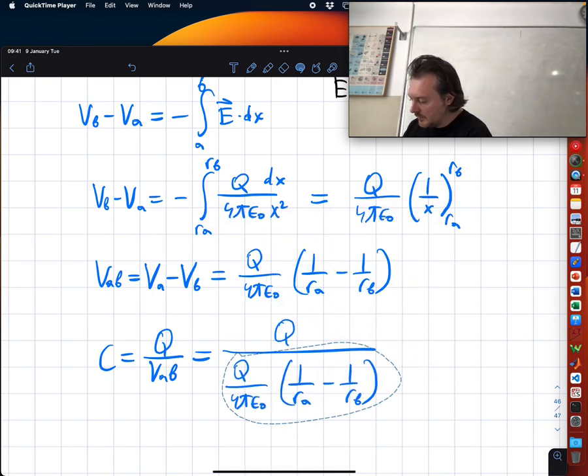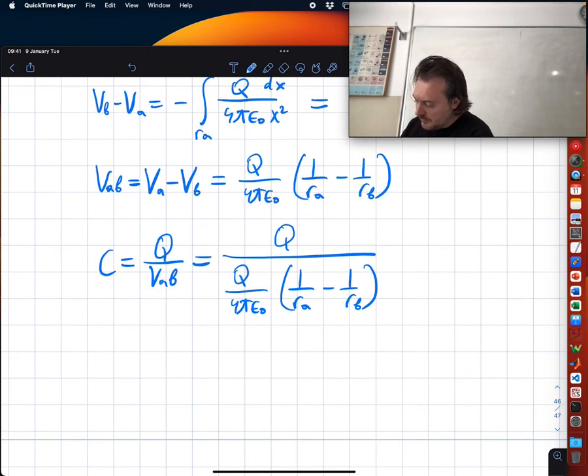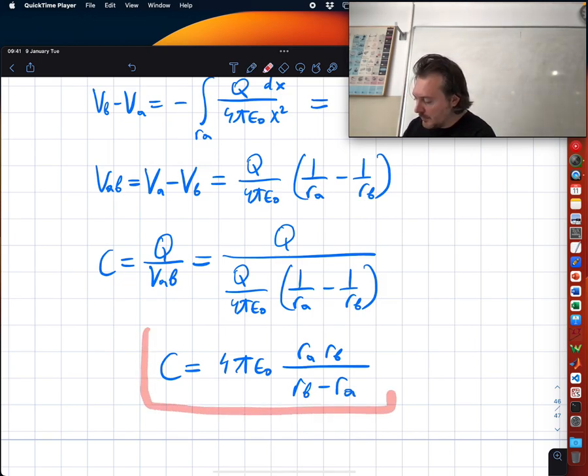After some algebra, you get 4 pi epsilon 0 RA RB over RB minus RA. You see, it only depends on geometry again.